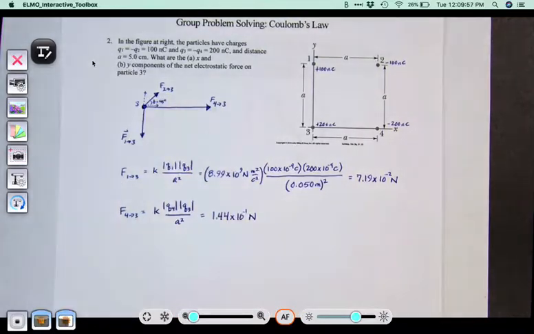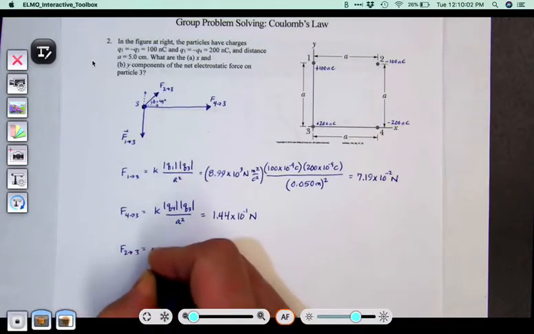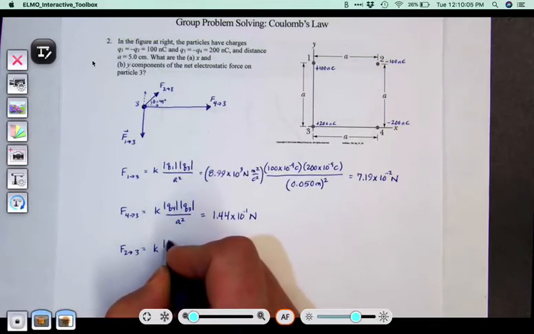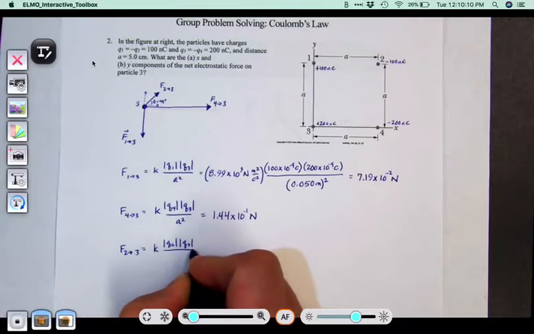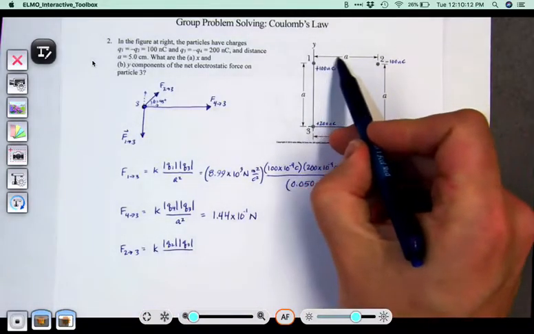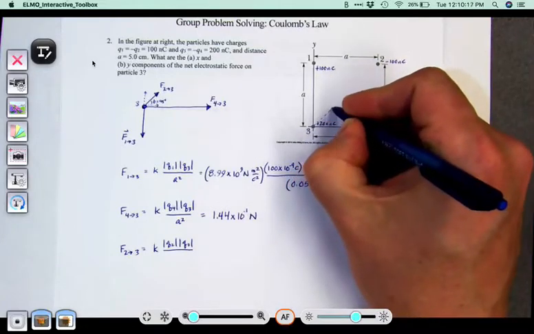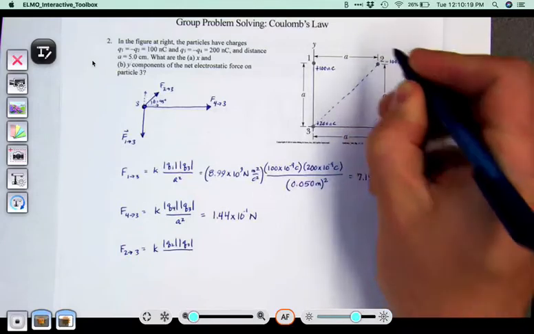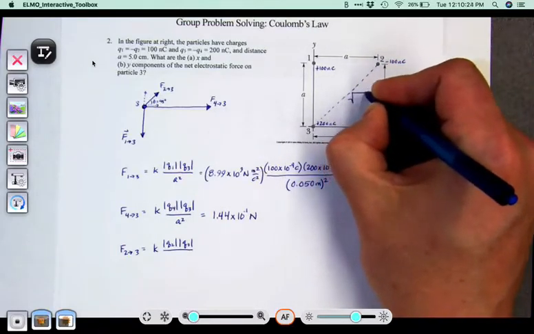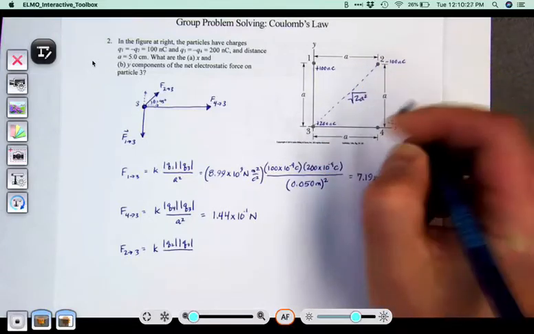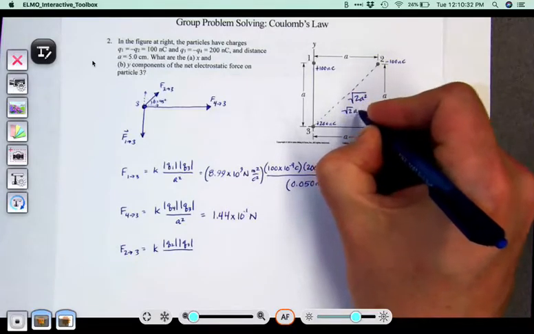Last, we need the force that 2 puts on 3. So let's write that out. And that's K, let's see, Q2, Q3. And what's the distance? Well, this side of the square is A. This side of the square is A. So if you're a fan of the Pythagorean theorem, you know that this side, this distance right here, is the square root of 2a squared. The a can come out of here if you want. You can write that as the square root of 2 times a.